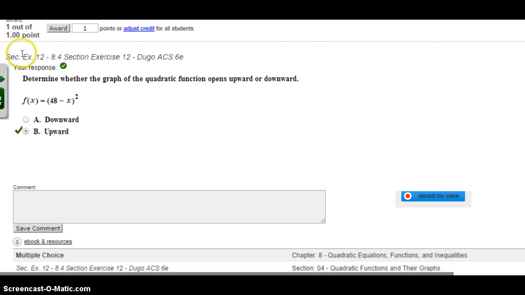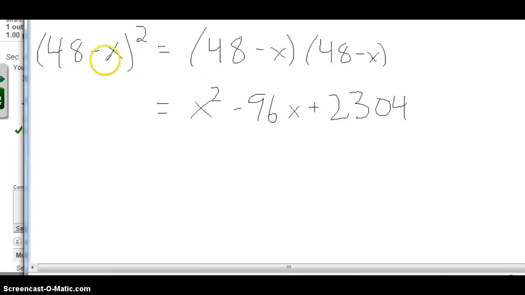And just to point this out, this one looks like there's a negative number in front of the x squared. But you have to actually square this whole term to see what the number is in front of x squared. So if you expand that, expanding that means multiply 48 minus x squared, multiply it by itself again. It gives you the positive x squared and then minus 96x plus 2304. So the number in front of x squared is positive, just a positive 1. So again, that will open upward because it's positive.